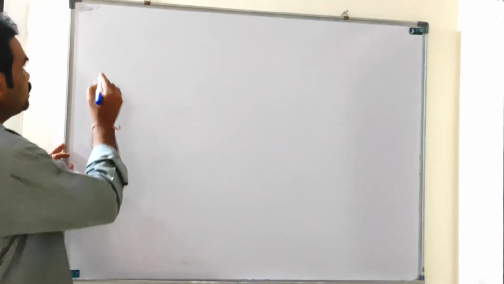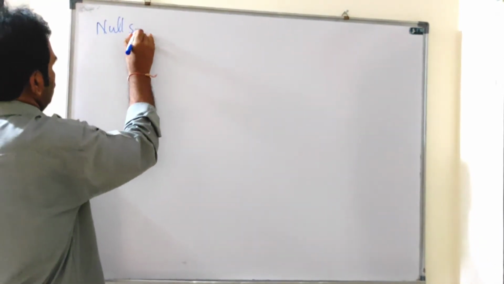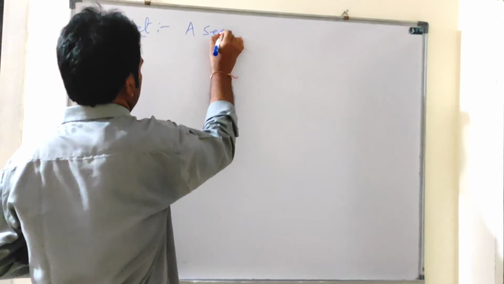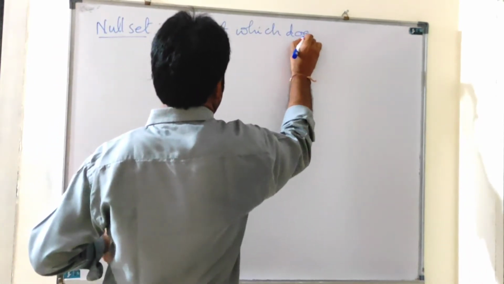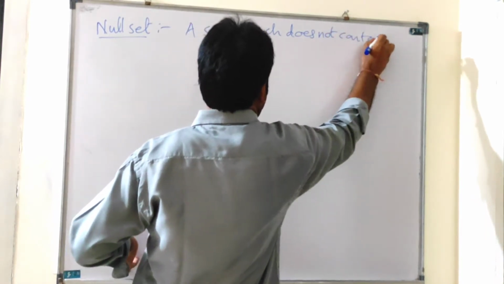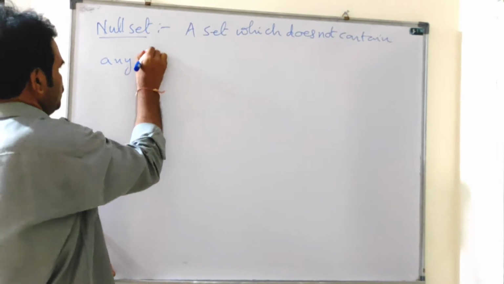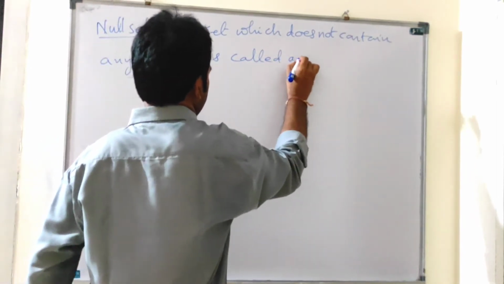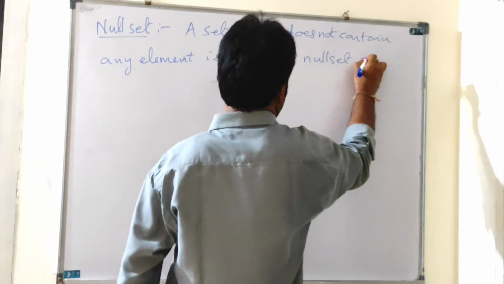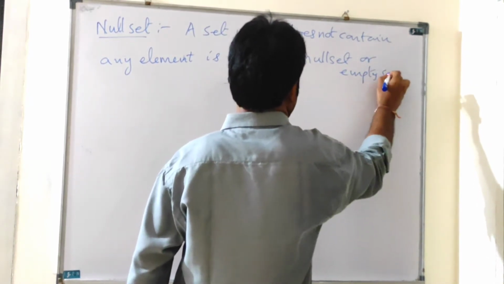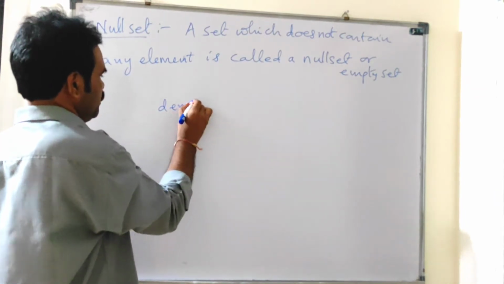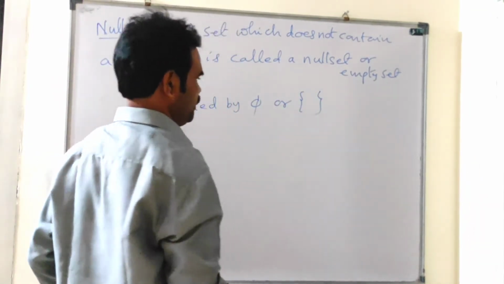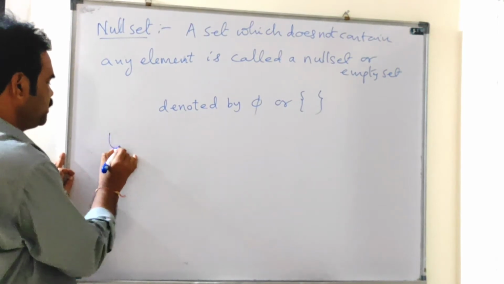Next definition, null set. A set which doesn't contain any element is called a null set or empty set, and is denoted by phi or empty set brackets.